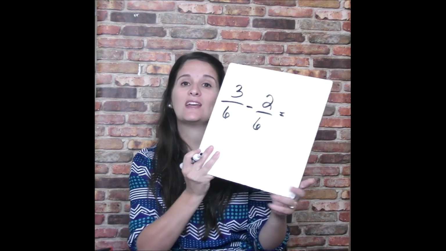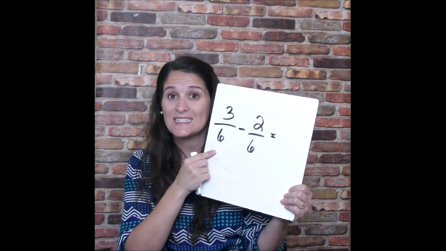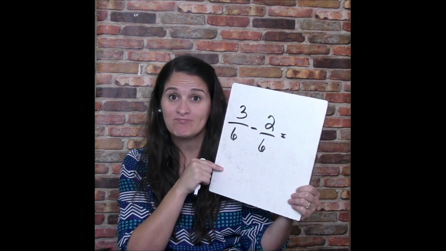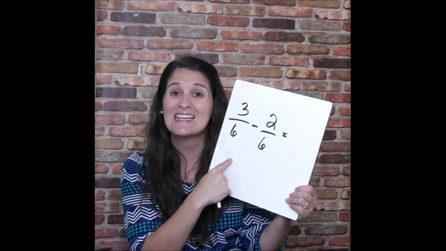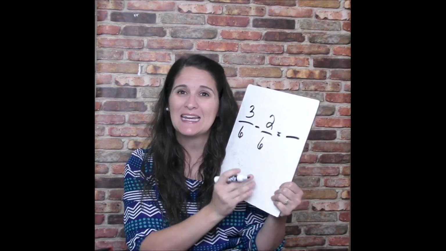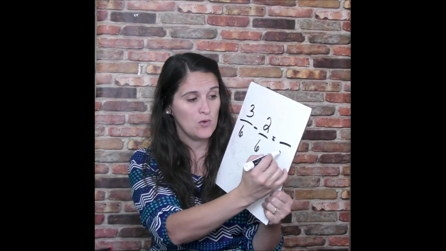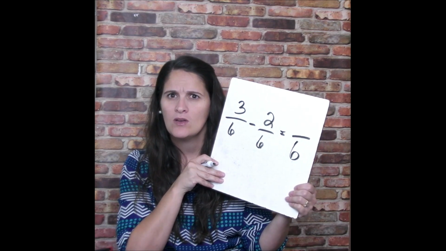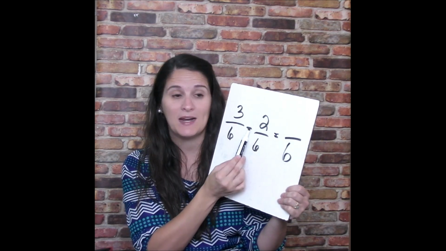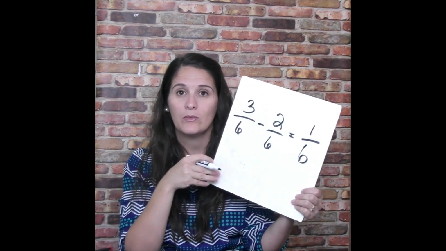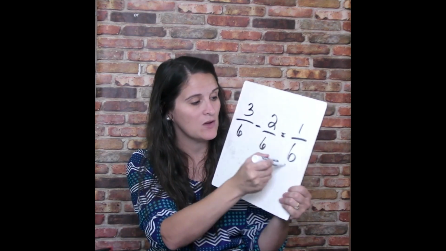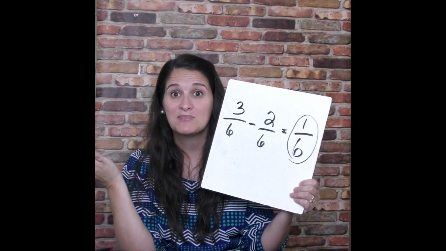Okay, so let's look at subtraction. So I have 3/6 minus 2/6. Are my rules going to be the same here? Yes. If my denominator is the same, which they are, it stays the same. I don't have to do anything to change it if it's the same. So now all I'm doing is subtracting. 3 minus 2 equals 1, which gives me 1/6. Can't reduce it. You're done.